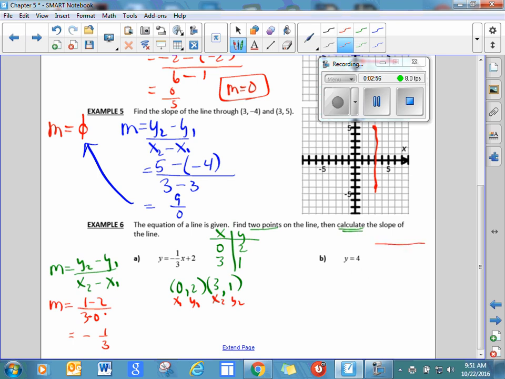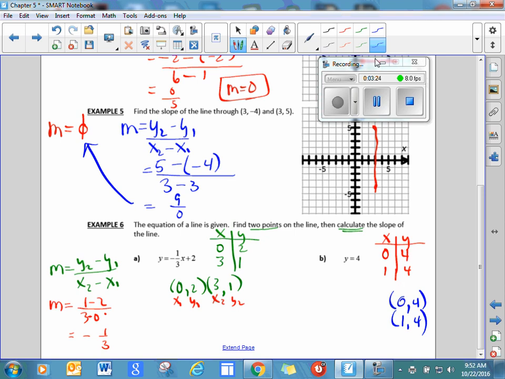He's going to be really easy to pick some points for, because it doesn't matter what we pick for x, y is always 4. So there are my 2 points, and I can pick anything I want for x. If I pick 0 and I pick 1, I'm good to go. I've got my 2 points: (0, 4) and (1, 4).